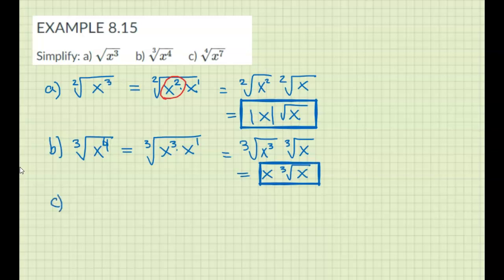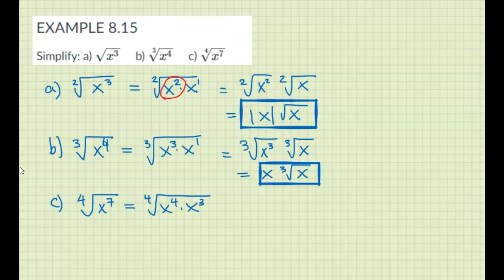All right, let's look at c. The 4th root of x to the 7. 7 doesn't divide by 4 exactly. You want to separate this into something that divides exactly by 4, and anything left over. It's kind of like doing the division: 7 divided by 4 goes in 1 time, and there's a remainder of 3. So we have x to the 4 times x to the 3.